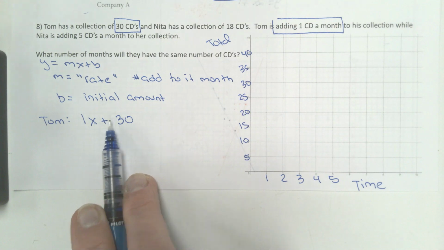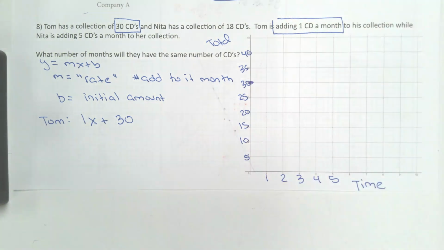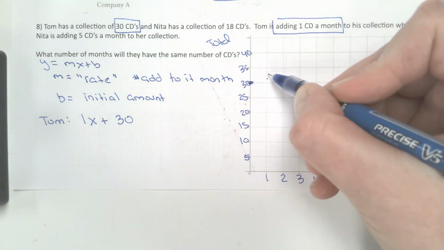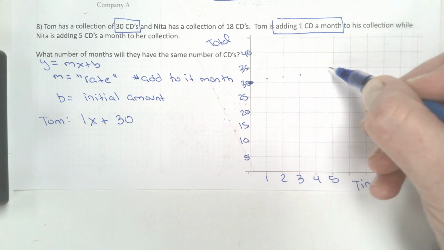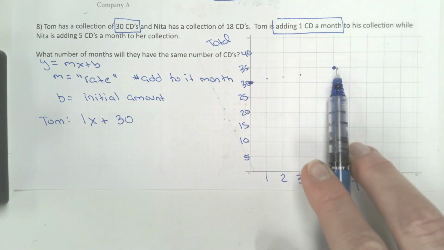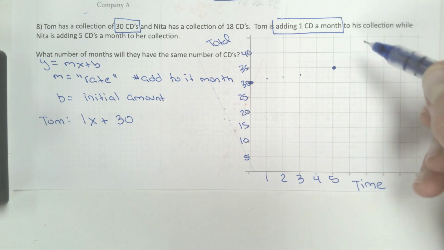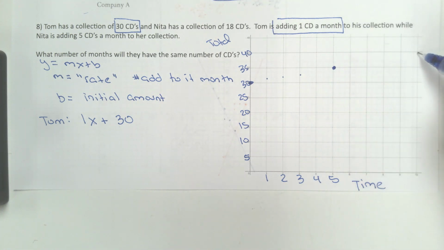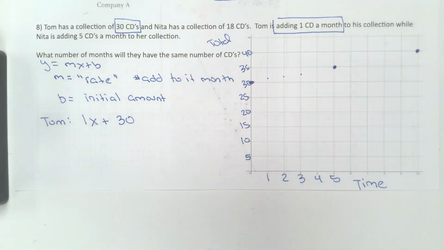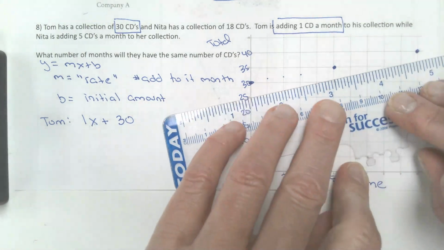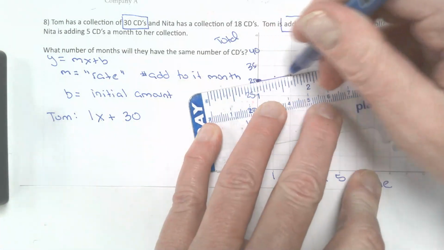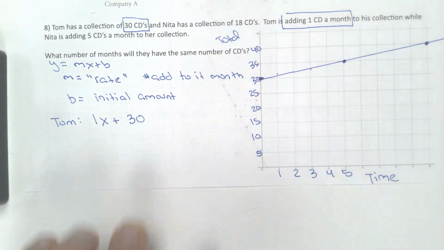All right, so it has a y-intercept of 30, and it's going to go up 1 per month. So if I go up 1, over 1, up 1, over 1, up 1, over 1, up 1, over 1, basically it's going to take me 5 months to add 5 more CDs. And then to have 40 CDs, that's going to take me 5 more months. And get your straight edge.